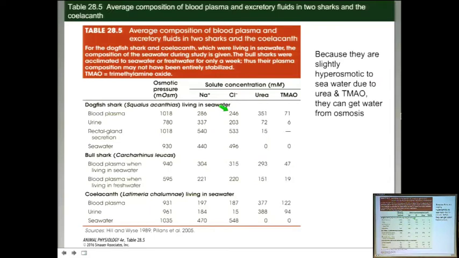And the difference is that their osmotic pressure is made up by urea and TMAO. Now, the advantage of the urea is that they are excreting nitrogen using urea. And so this is a good way of getting rid of the nitrogen. But allowing a high urea concentration in the plasma and in the cells tends to interfere with proteins, causing a kind of denaturation of proteins, which messes up their function.